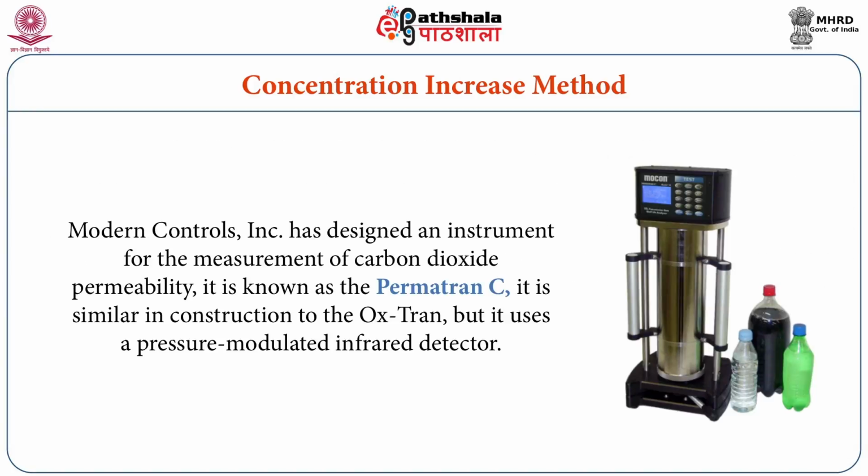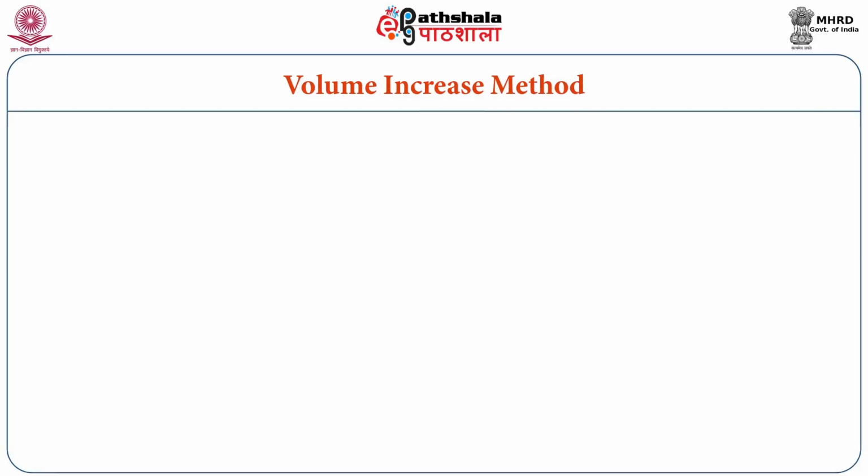Modern Controls Inc. has designed an instrument for measurement of carbon dioxide permeability. It is known as Permatran C. It is similar in construction to the OX-Tran, but it uses a pressure modulated infrared detector. The next method is the volume increase method.